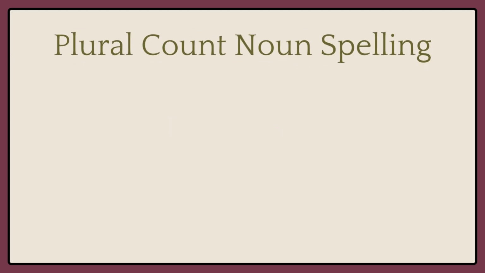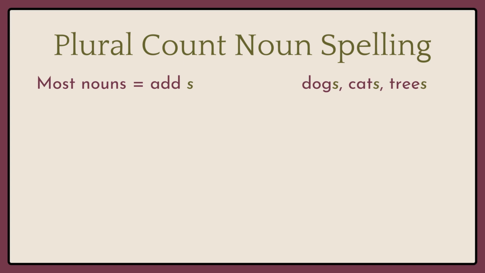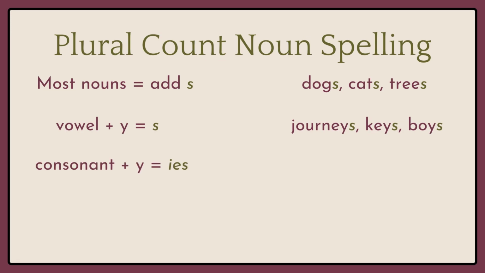Let's quickly go over the rules for regular plural count noun spelling. So for most nouns, we just add an s, such as dogs, cats, or trees. For nouns that end in a vowel and a y, we also just add an s: journeys, keys, or boys. But for nouns that end in a consonant and then a y, we change the ending to ies: skies, ladies, libraries.